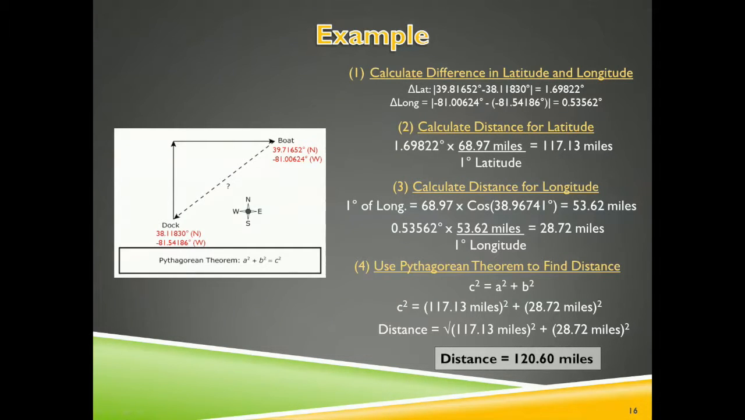Let's do an example. Here, the coordinates for a boat are given, and the coordinates for a dock are given. Let's calculate the distance between the 2 points.